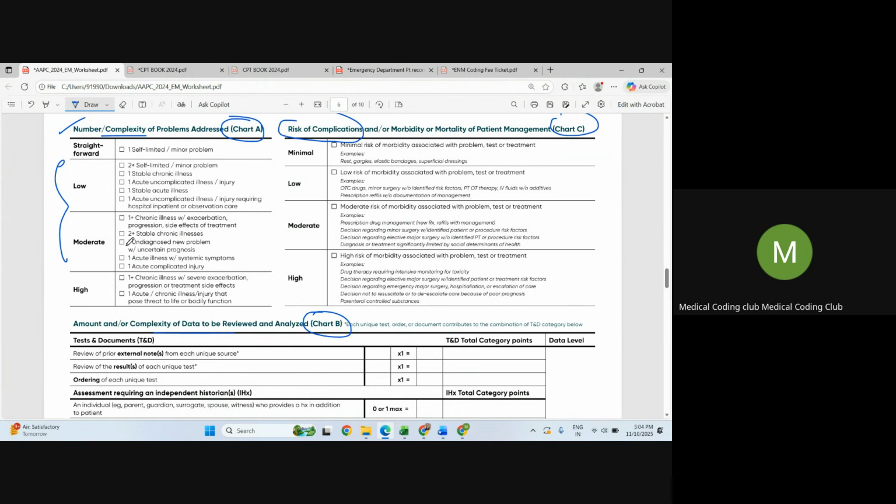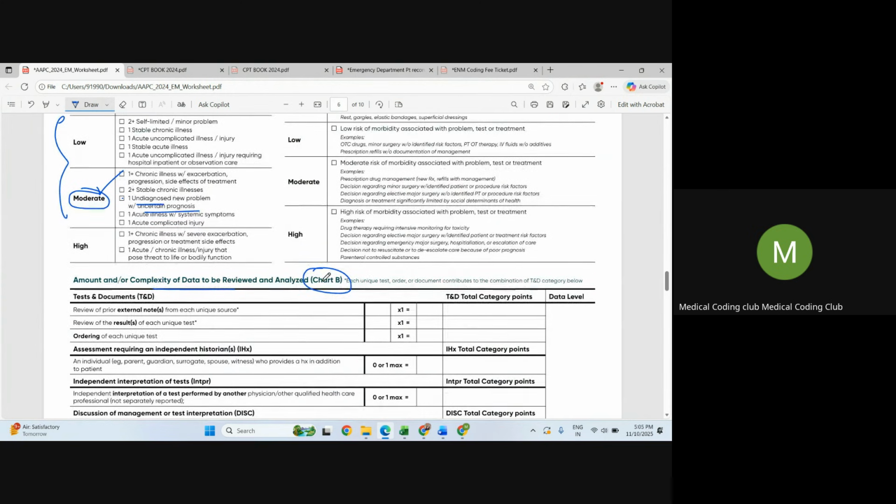Whatever the pericardial problem I told you, it has an uncertainty. So you have to consider it's one undiagnosed new problem with uncertain prognosis. Since they've added all those clinically high problems in the differential diagnosis list, you need to take it as one undiagnosed new problem with uncertain prognosis. So your problem addressed level would be moderate. Okay, this is chart A, moderate level.